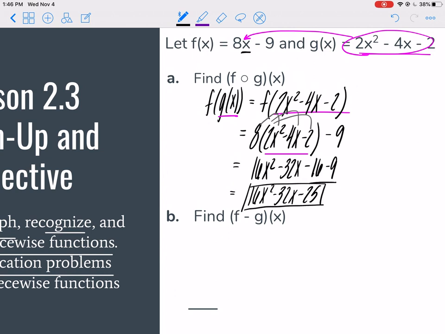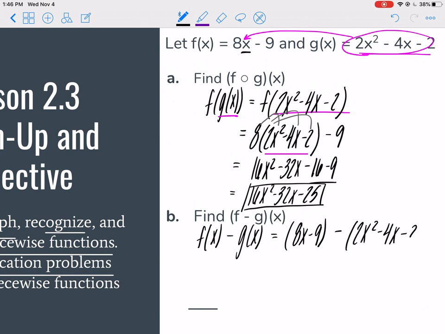Okay. And then f minus g of x is the same thing as f of x minus g of x. So we're just subtracting the functions. So we get 8x minus 9, that's f of x, minus g of x, 2x squared minus 4x minus 2. Remember to put both functions in parentheses when you first start. And then we have to distribute this minus sign because we're subtracting the entire function. So we have 8x minus 9 minus the 2x squared. Minus a negative here becomes a positive 4x. And then same thing, minus a negative here becomes a positive 2.